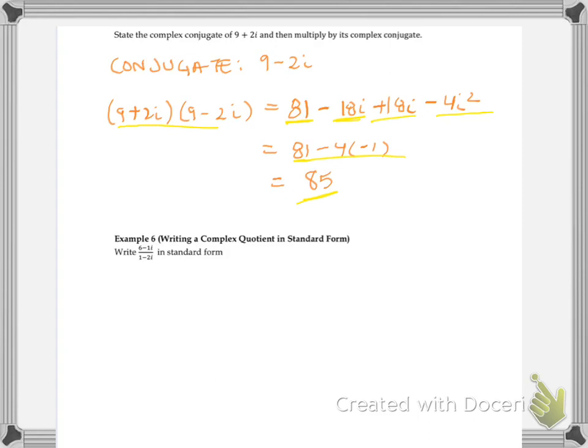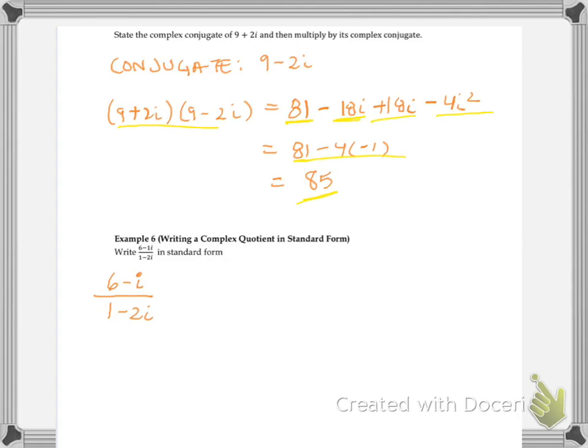Now let's look at this: write a complex quotient in standard form. And the way you do that, so the setup for this, I put 1i, but I really could have just written i. So 6 minus 1i is just 6 minus i, and then 1 minus 2i, right? Now write this in standard form, because right now it's not in standard form. Remember, it needs to be in the form a plus bi, and now it's not.